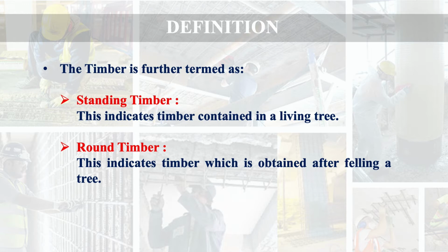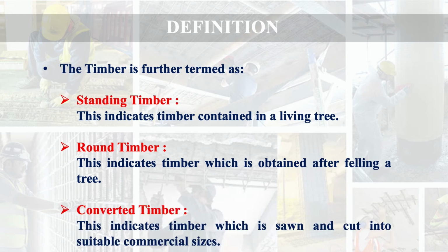Then another one is converted timber. This term is used to indicate the timber which is sawn and cut into suitable commercial sizes. Because when you go to the market, you do not find a living tree. Sometimes you find the round timber, but most of the time you find the converted timber. And also the converted timber is the timber which is useful for you for any purpose, whether you are going for a structural purpose, constructing a building, for getting frames for doors and windows, the window panes or doors itself, or furniture, anything, you go for converted timber.